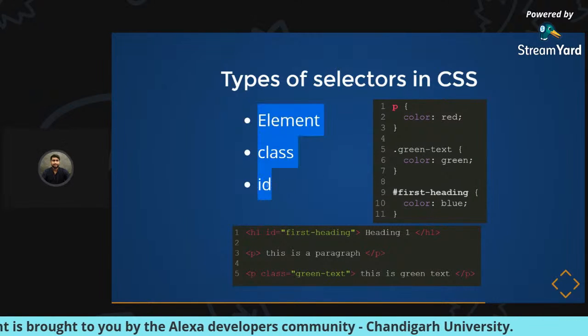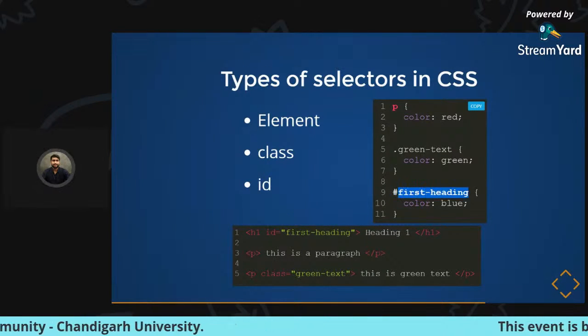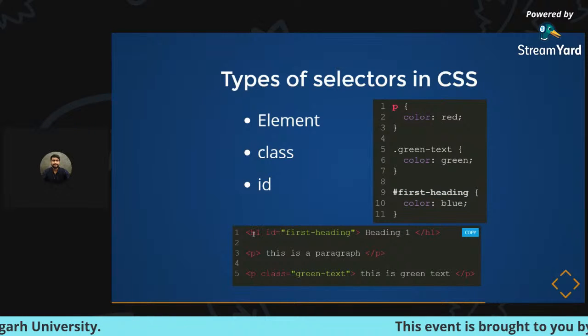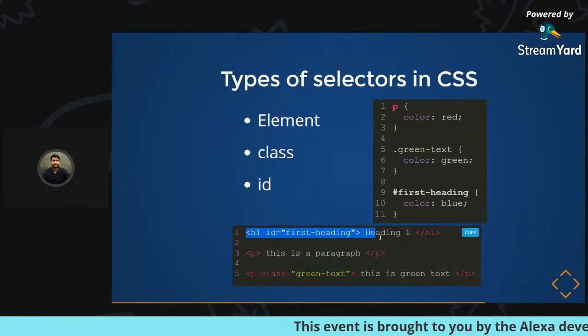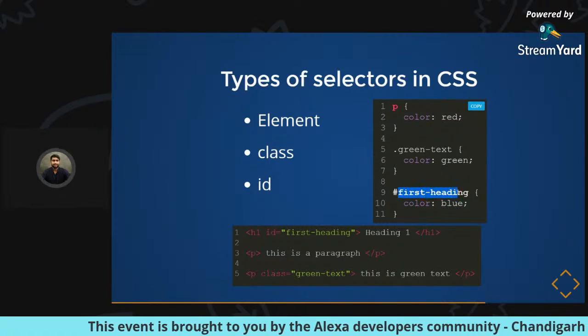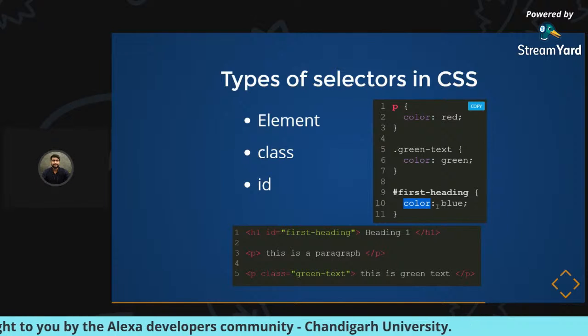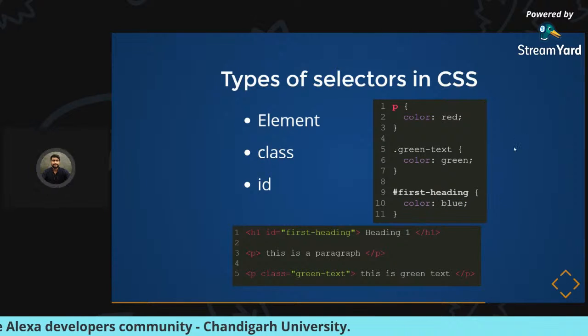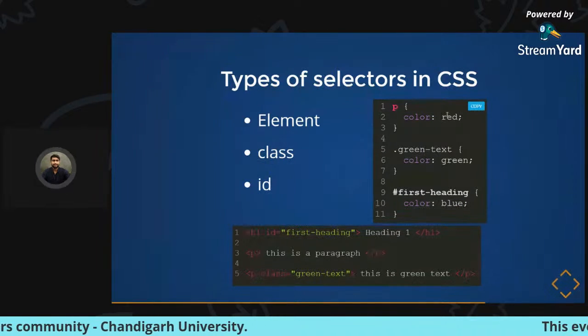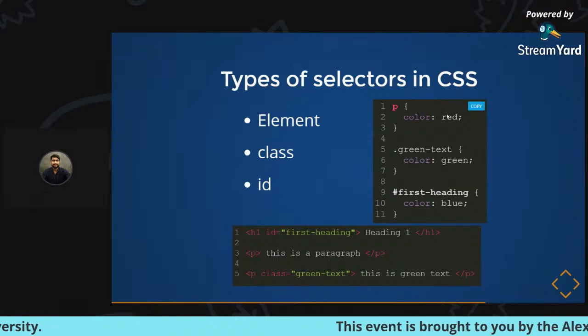And the third one is ID. For using ID, we use the pound sign, and following the pound sign is the name of the ID. As you can see in the snippet here, the first heading tag has an ID of first heading. So we have selected the first heading here, and the property is the same, color. We are changing its color to blue. So that's it.